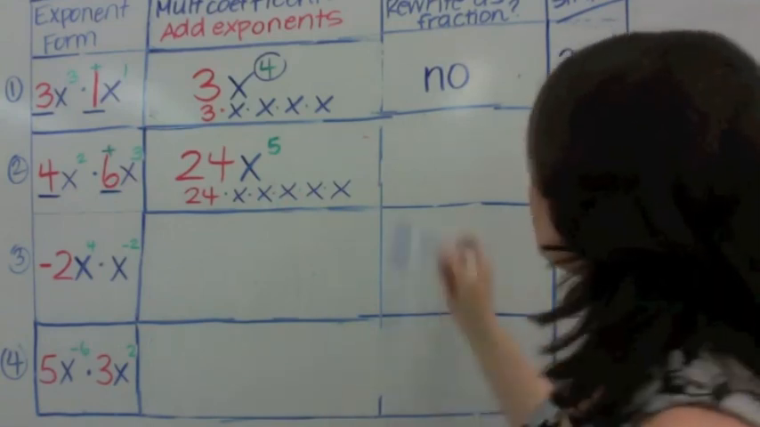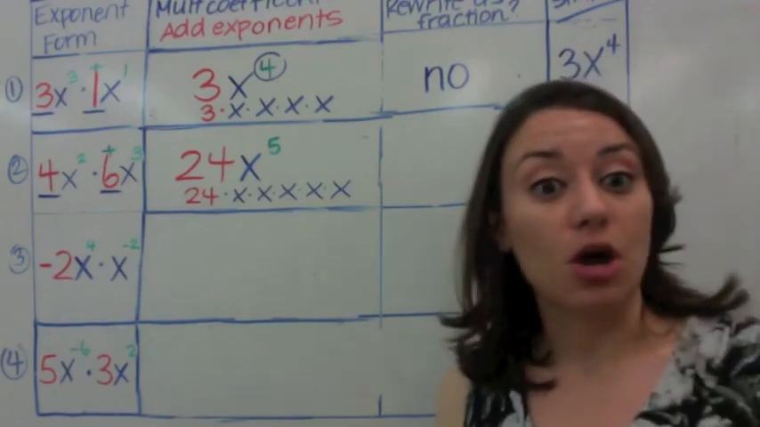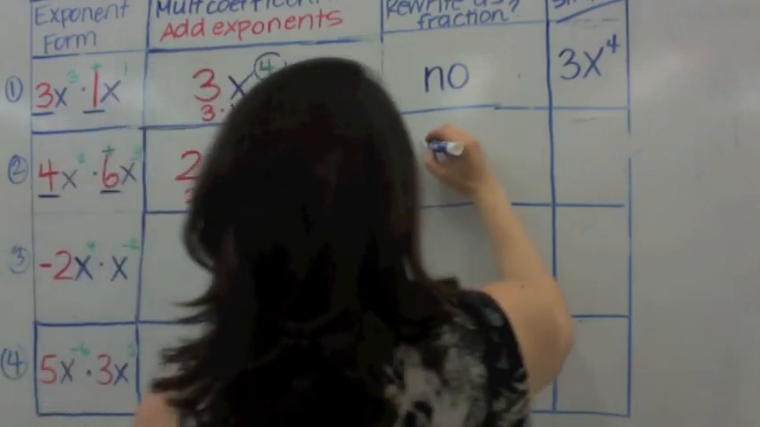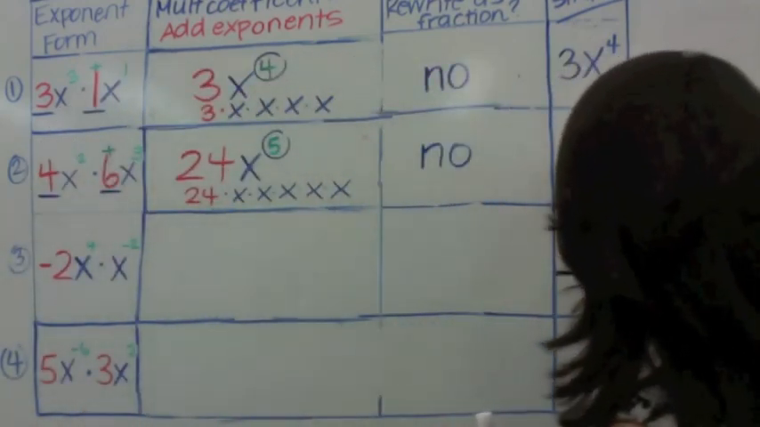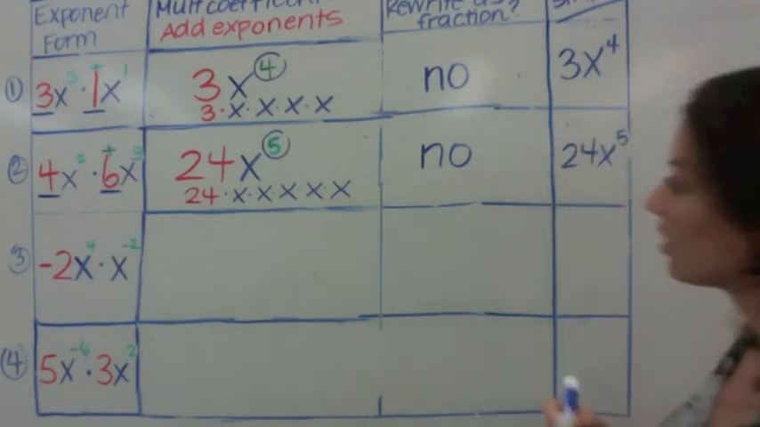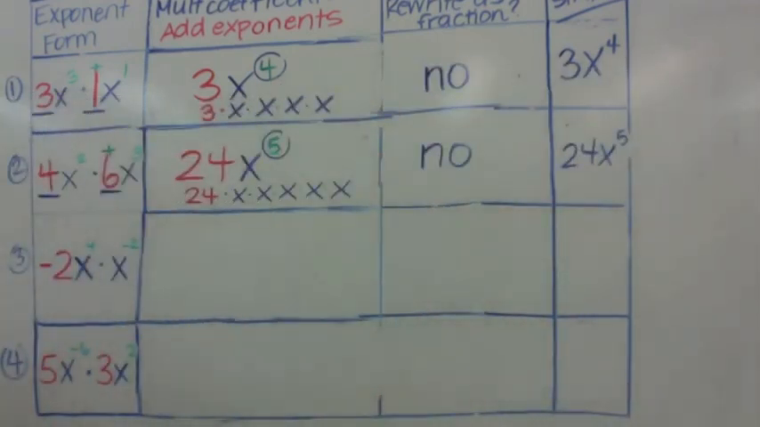Okay, so do you have to rewrite this as a fraction? Who thinks yes? Who thinks no? Okay, it's no, because this is a positive exponent. So we don't have to rewrite it under 1. And when you simplify it, it is 24x to the power of 5. Very good.